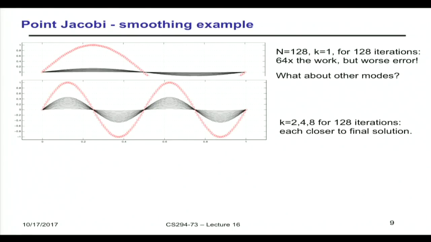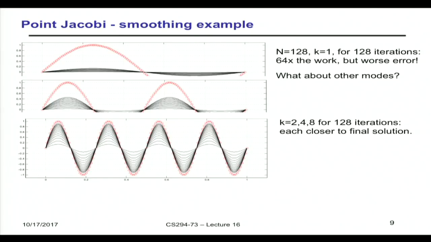But let's look at some other wave numbers. So this would be k equals 2, for example. It's getting at least halfway there with the same number of iterations. K equals 4, we're getting very close, actually. Let's say 10%.